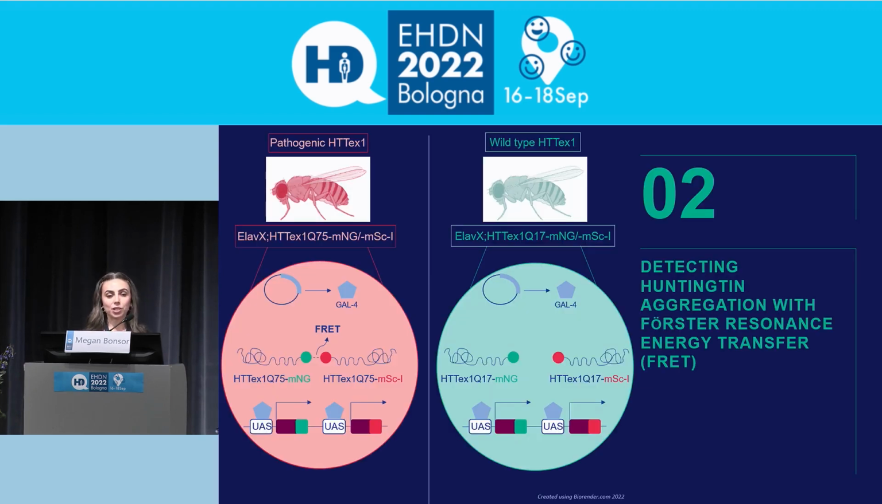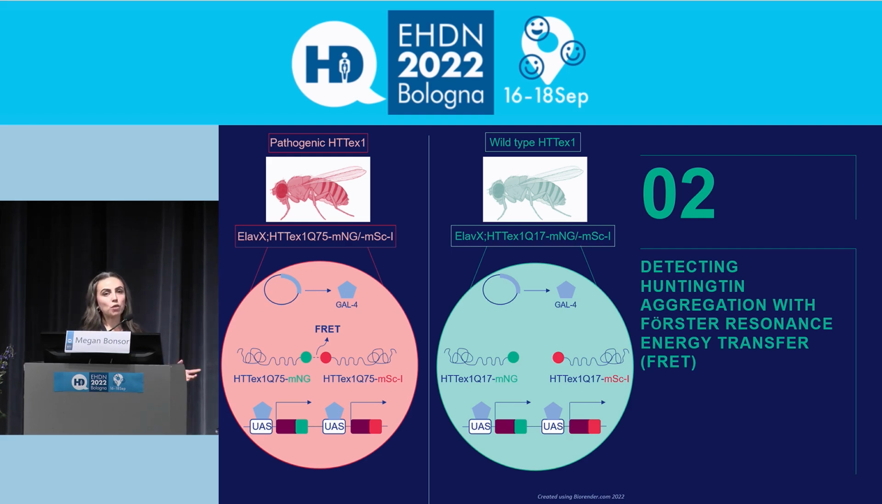So to address these questions, we've established a brand new in vivo model for Huntingtin exon 1 aggregation. And this is all based in the fruit fly, the Drosophila melanogaster. So our fruit flies panneuronally co-express a Huntingtin exon 1 fusion protein, which is fused to a fluorescent molecule, M-neon green. And they also co-express a Huntingtin exon 1 tagged with a fluorescent molecule called M-scarlet. These fusion proteins contain either Q75, so 75 glutamine repeats, or 17 glutamine repeats, Q17.